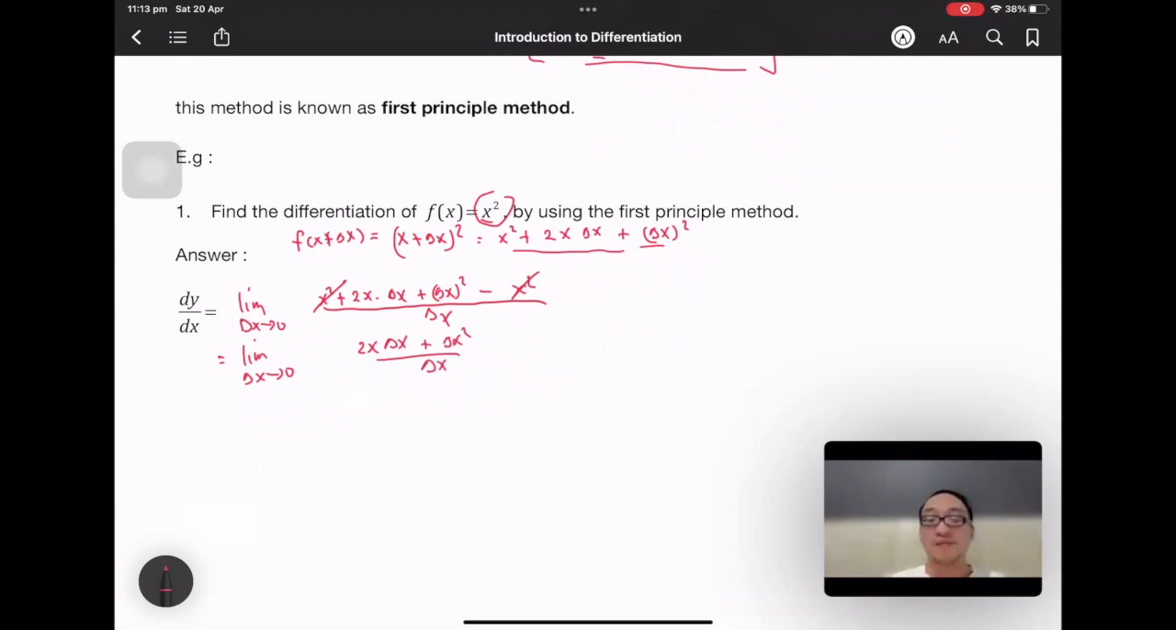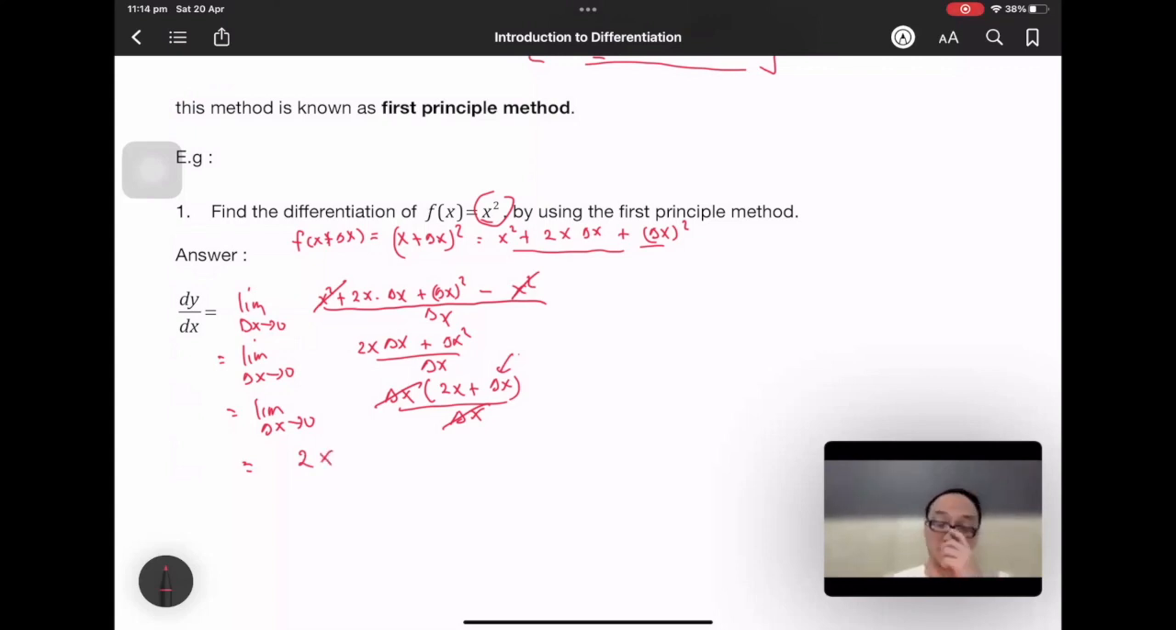Now, if we substitute the value of delta x, which approaches 0, into the equation, you have 0 over 0. So this is undefined. That's why, by using the limit function, we can simplify the delta x by factorization. So we have delta x times (2x plus delta x) over delta x. And now we cancel the delta x and substitute delta x approaching 0 here. So it will equal 2x.